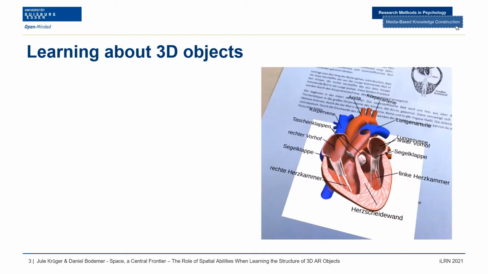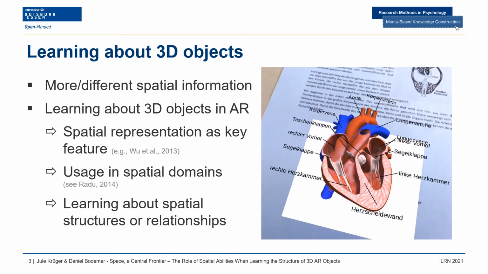This dimensionality may also influence learning processes and outcomes because learners can perceive spatial information about the object differently and maybe even process it more easily. Spatial representation is often mentioned as a key feature of AR in education. Also, there are many studies that show the advantages of AR applications in particularly spatial domains like architecture, geography, or engineering. Using 3D AR may thus be especially useful for learning spatial structures of or spatial relationships between objects.